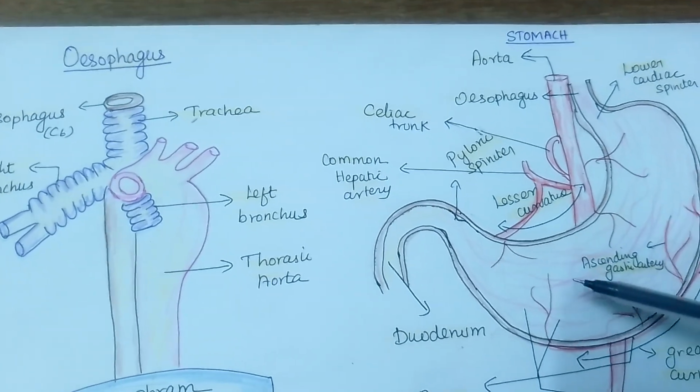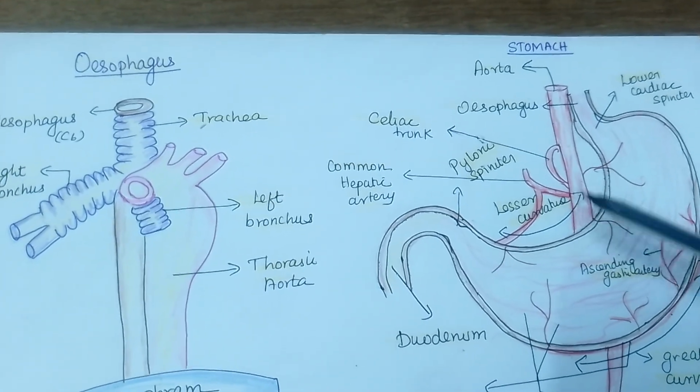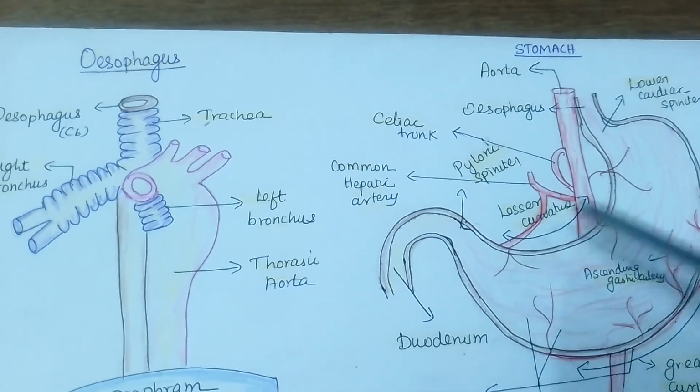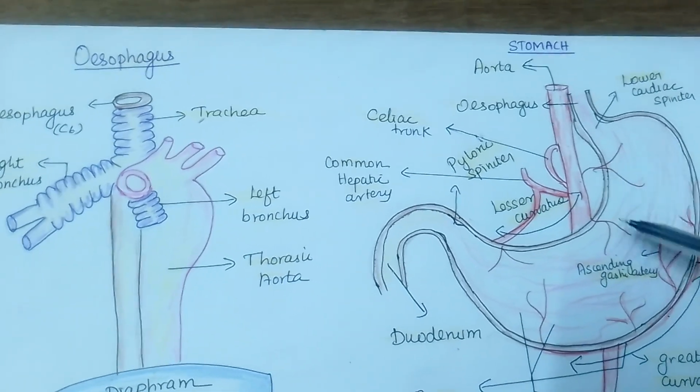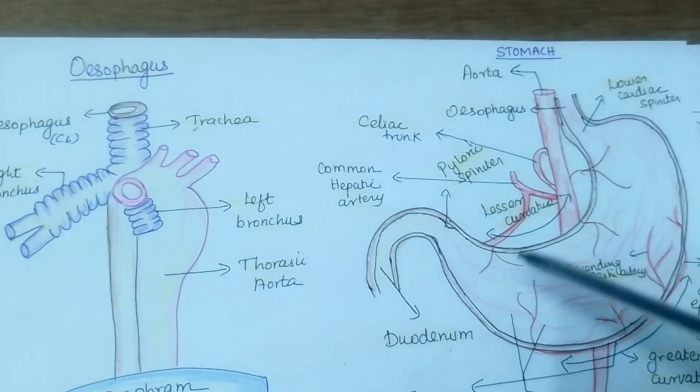How will you find out whether it is a peptic ulcer or a duodenal ulcer? Once you eat the food, in a duodenal ulcer the pain will subside. In a peptic ulcer, even after taking the food, the pain will continue. Okay, this is about the structure.